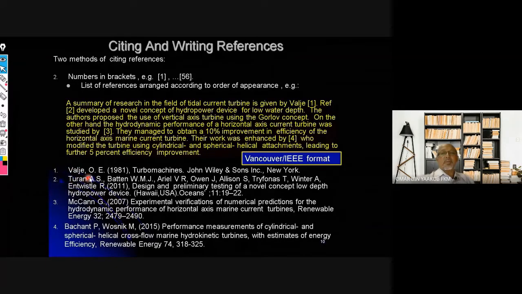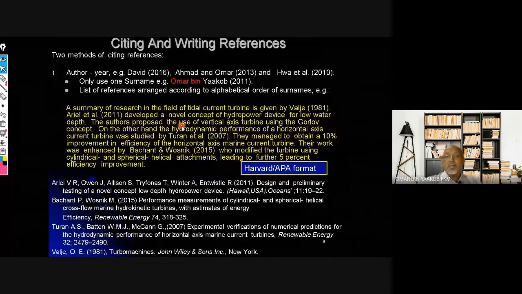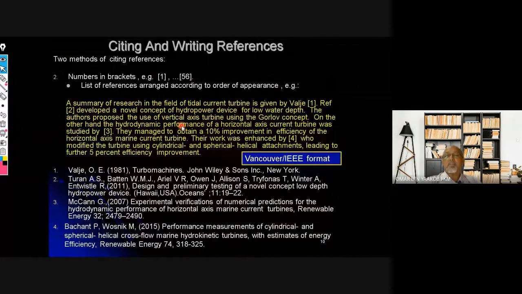So this is how we write references, and you must make sure you get it right, either this one or that one. The UTM thesis format allows you to use either the author-year or numbers in brackets.